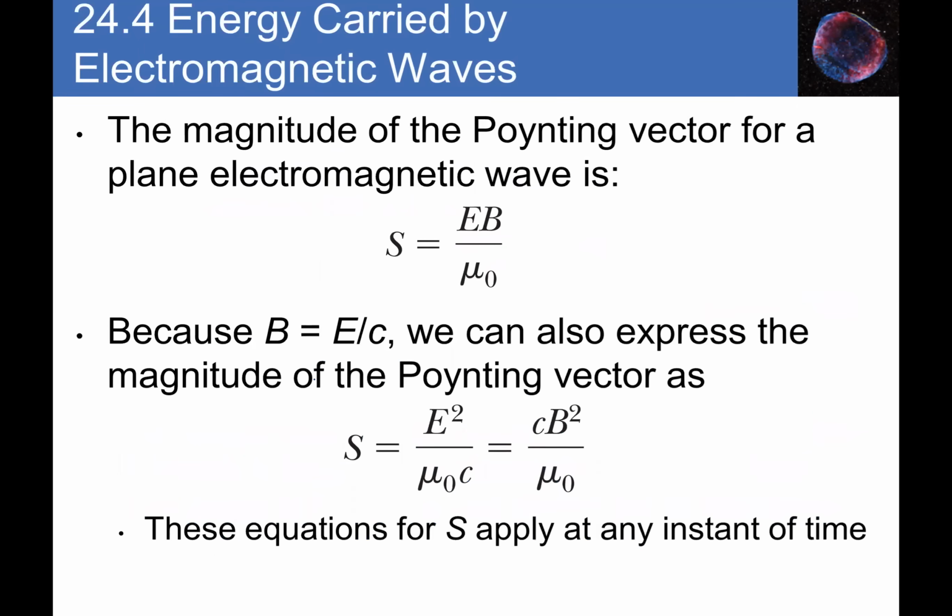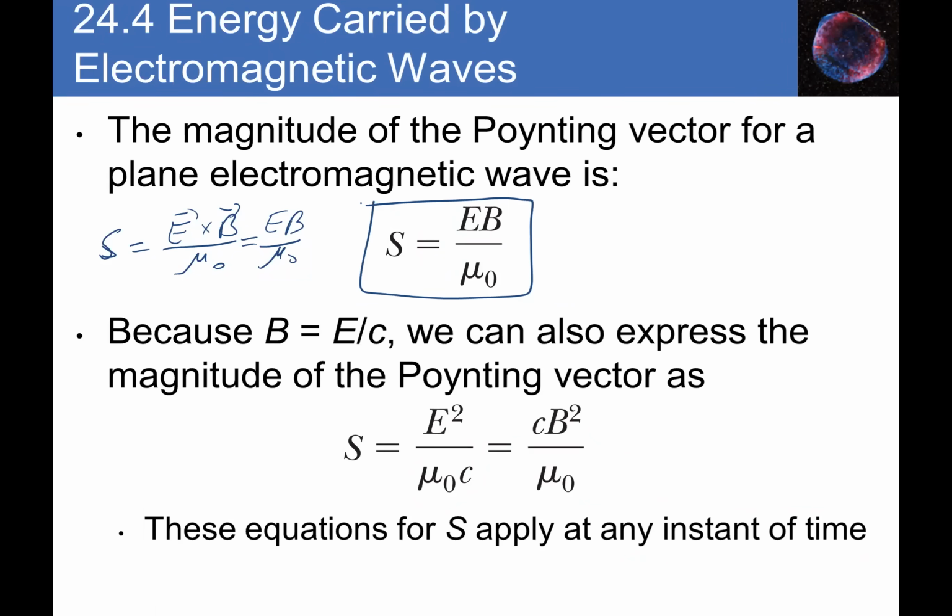Now the magnitude. Technically you have the vector, which is E cross B over mu naught. But remember, you can write this as EB sine of theta, and if E and B are perpendicular to one another, sine of theta is just 1. So that just becomes EB divided by mu naught, and that gives you just the magnitude. So S is equal to EB over mu naught. That's just the magnitude of the vector. How do you find the direction of this vector? Remember, it's always in the direction of the wave propagation, the same direction as the speed of light.